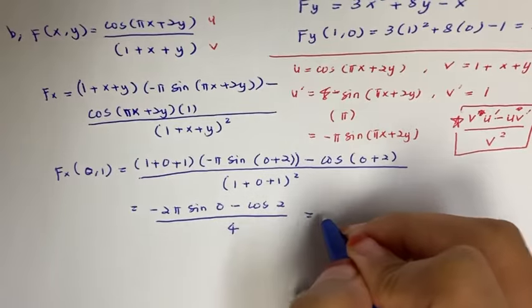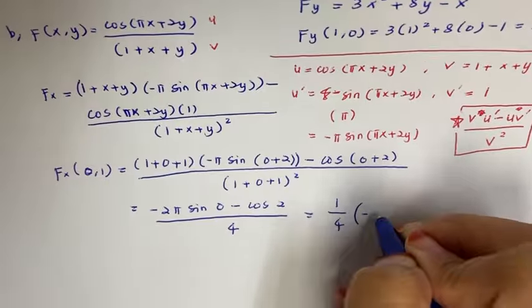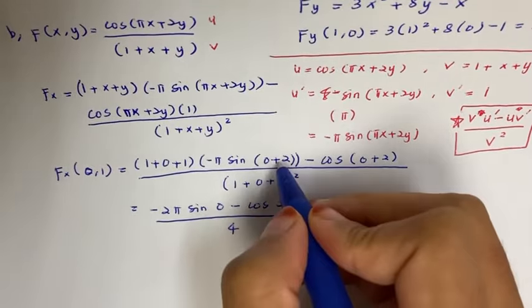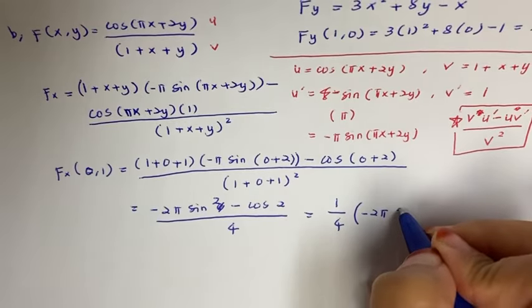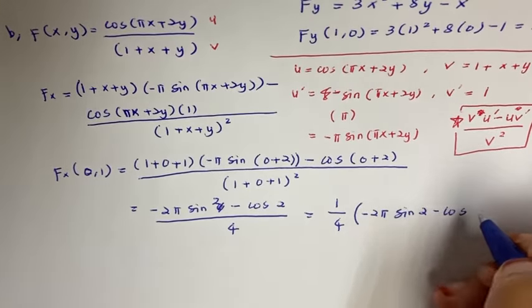So the last answer is 1 over 4 multiplied by minus 2 pi. Sorry, this is sine 0 plus 2, which is sine 2. 2 pi sine 2 minus cos 2.